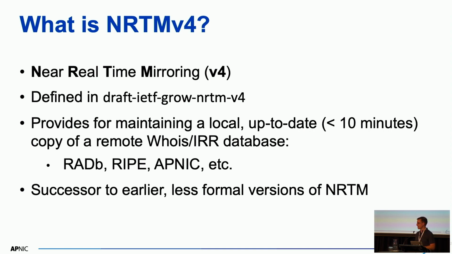The next thing is NRTM v4. NRTM stands for Near Real-Time Mirroring, and this is a protocol for maintaining a local copy of a Whois or IRR database. So this can be useful if you want faster queries than you get from the remote end, or if you want to be resilient to failure in that remote service, or if you're doing whole data set analysis, this sort of stuff. And v4 is a successor to earlier, less formal versions of NRTM.